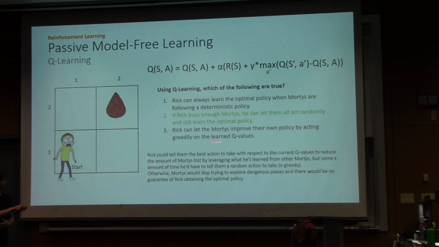In the third one, where it says Rick can let the Mortys improve their own policy by acting greedily on the learned Q values, this is almost true. The only stipulation is that instead of letting them act greedily, he would have to tell them the greedy action that they could take most of the time, but some of the time he would still need them to jump off a cliff even if he's already seen Mortys jump off the cliff. Because maybe the seeds are only over that cliff, so you have to continue exploring.